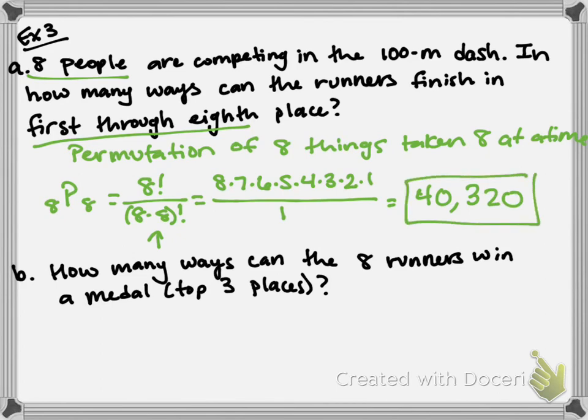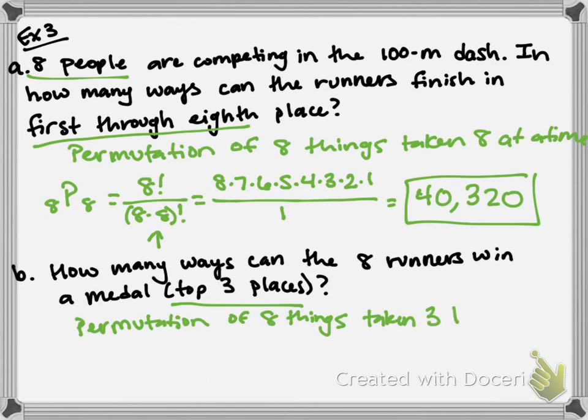All right, how is that different from B? How many ways can the 8 runners win a medal, which means the top 3 places, right? So how many ways can they come in first, second, or third? So again, the order matters. So this is a permutation of 8 things because we still have 8 runners. But this time it's going to be taken 3 at a time. Where did the 3 come from? We want to know the top 3 places. So if we filled this one out, we would have 8 things, permutation, and then it's 3 at a time.